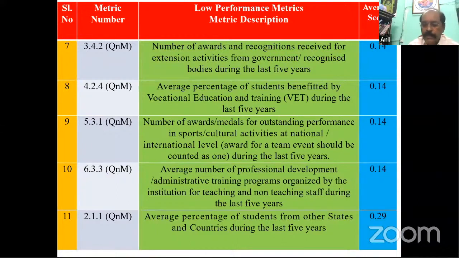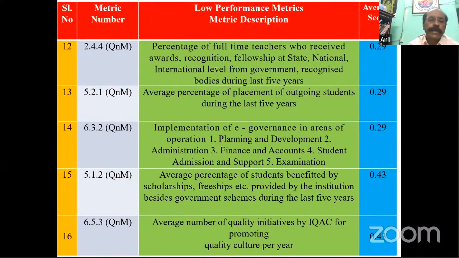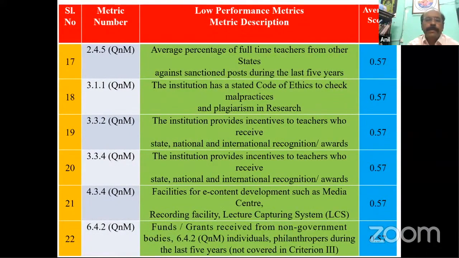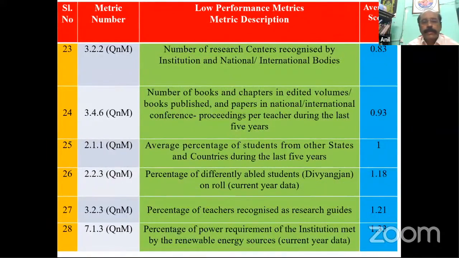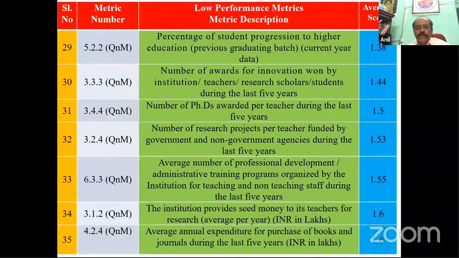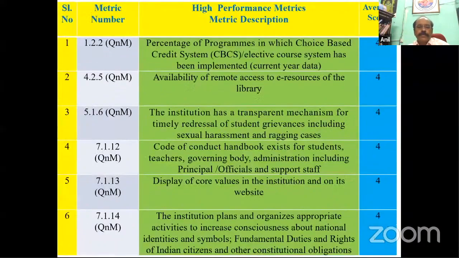These are very low performing metrics. If you focus on these low performing metrics, at least you can score better in your future assessment. So many metrics, particularly research and even funding, we are scoring very little.